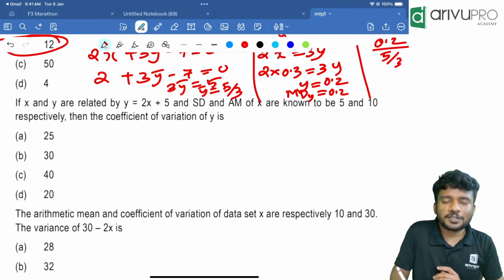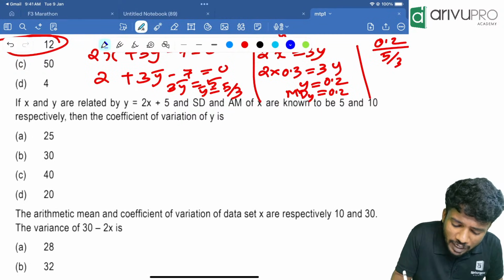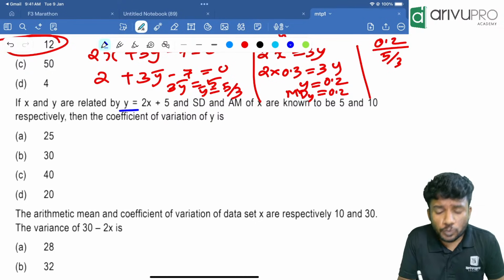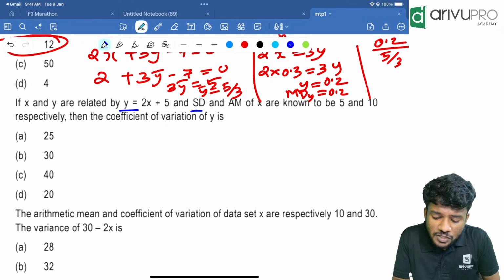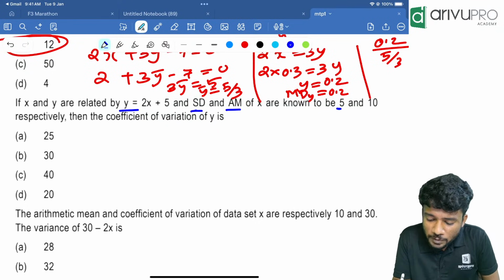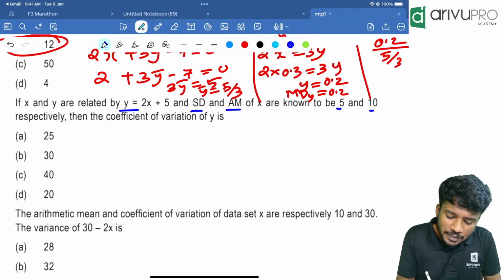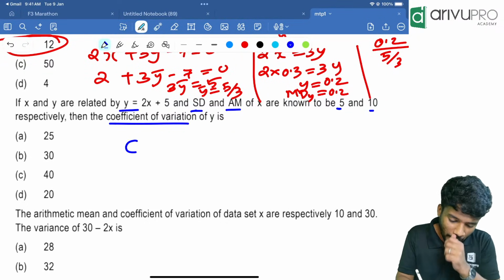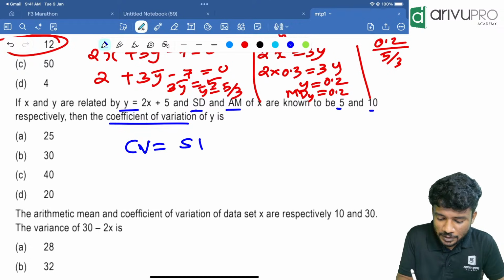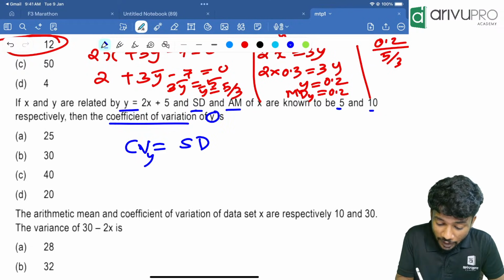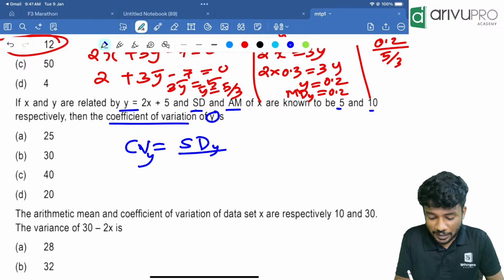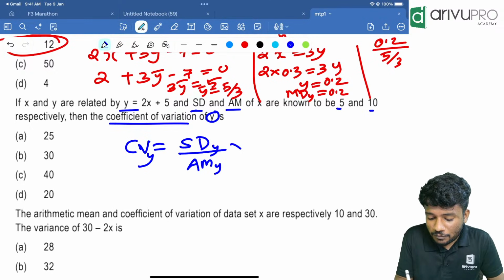Again, the same type is repeated. If x and y are related by y is equal to 2x plus 5, standard deviation and arithmetic mean of x are known to be 5 and 10, then respective coefficient of variation. People, coefficient of variation of y is nothing but standard deviation of y divided by arithmetic mean of y into 100.